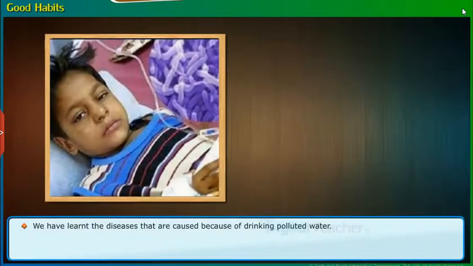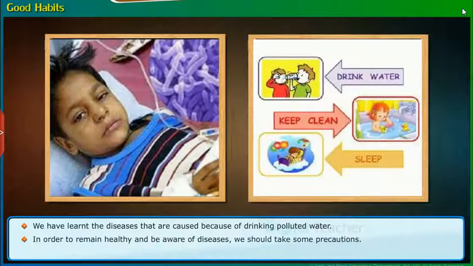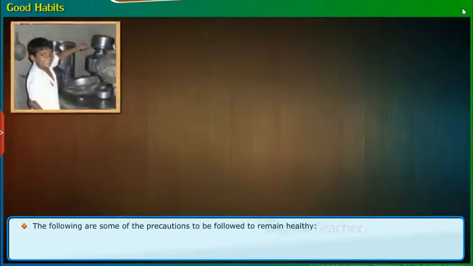Let us learn the good habits that are followed to remain healthy. We have learned the diseases that are caused because of drinking polluted water. In order to remain healthy and be aware of diseases, we should take some precautions. We should have good and clean habits. The following are some of the precautions to be followed to remain healthy.